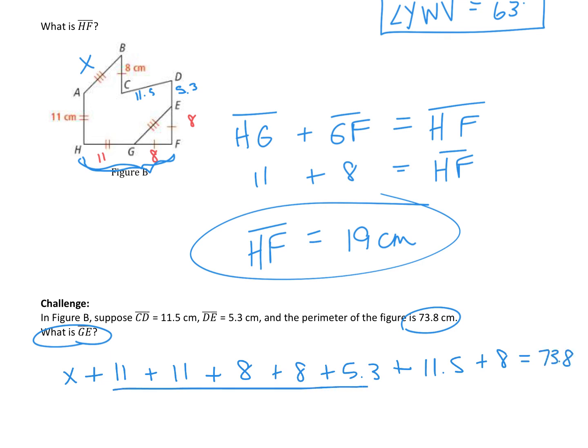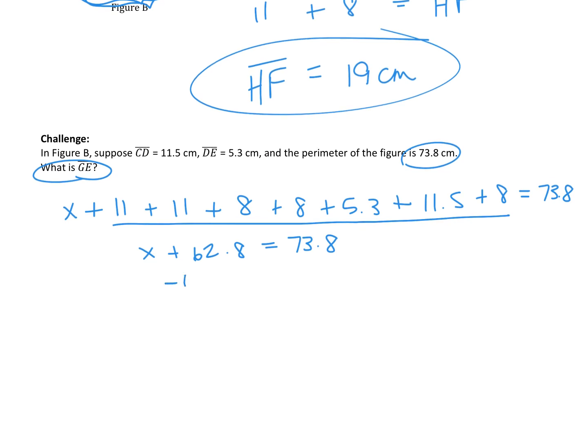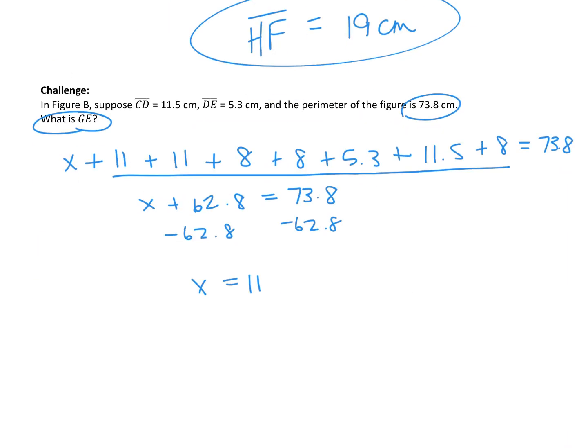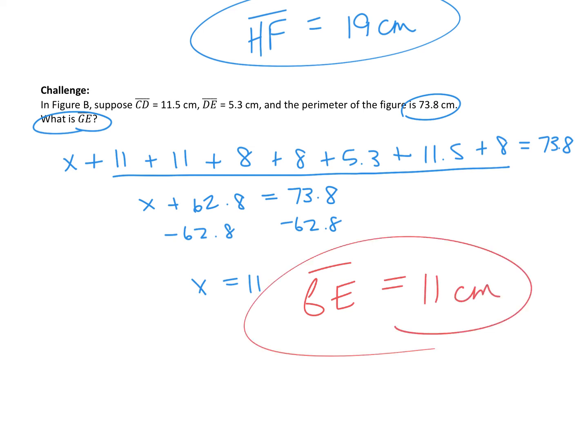So let's go ahead and add all these numbers together. We're going to get X plus something. Looks like it's going to be 62.8 equals 73.8. Okay, then we just keep solving, subtract 62.8, and X equals 11. So if we go back to the picture, remember X was AB right here. Well, GE is congruent because they have the same number of tick marks. So we know that GE is also 11, and that is what they asked us to find. And again, we know this is in centimeters. So there you go.